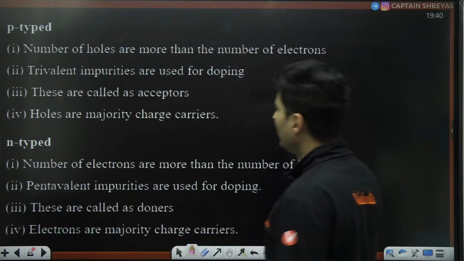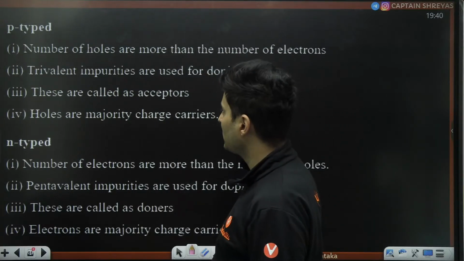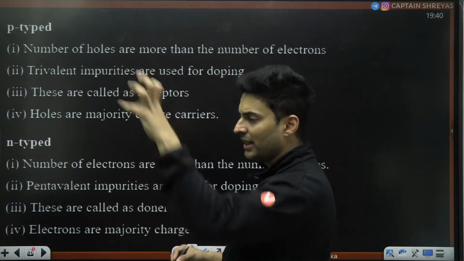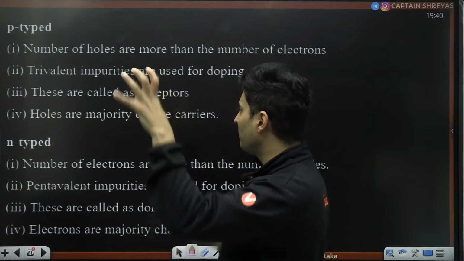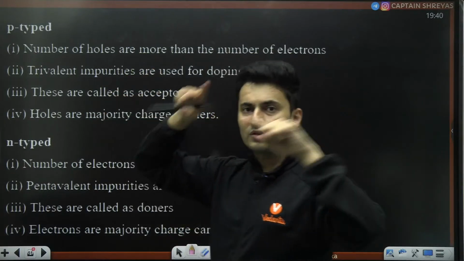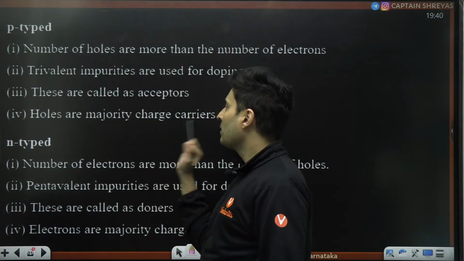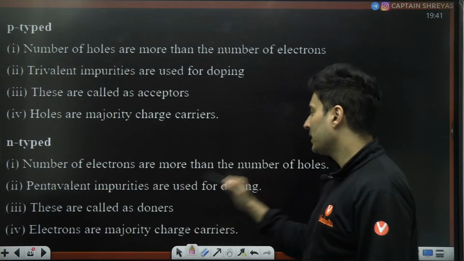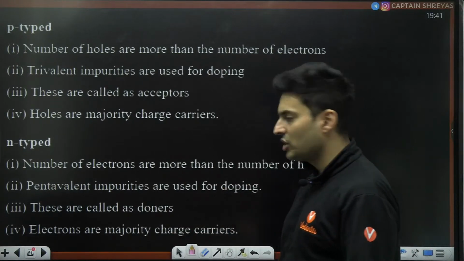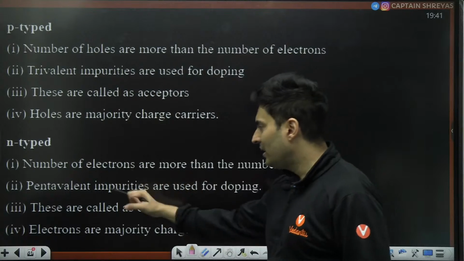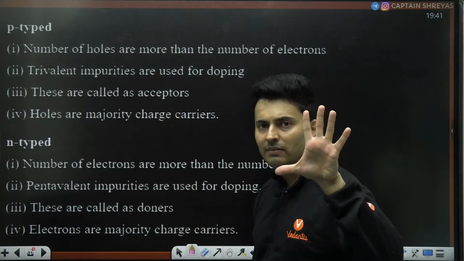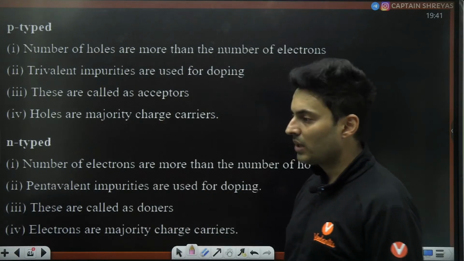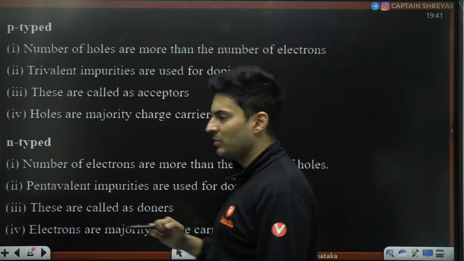So in p-type, the holes will be more than the electrons. Trivalent impurity, because trivalent means it will try to take one more electron from somewhere else. It will be accepting those electrons to make those 4 bonds everywhere. Holes are the majority as compared to the electrons. In N-type, electrons are more. Electrons are the majority charge carriers. Pentavalent, penta means 5, so one electron is extra, and it will easily donate it. So these are the main differences between p-type and n-type.